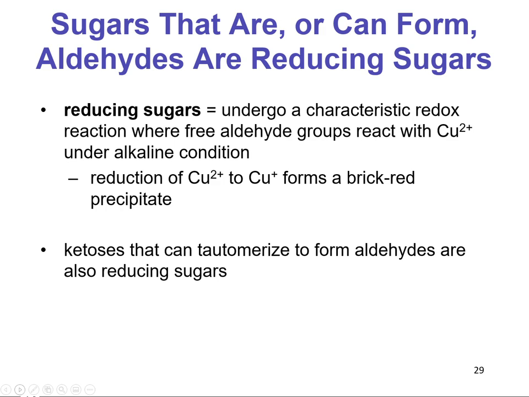So sugars that are or can form aldehydes are reducing sugars. I used that term a little bit earlier without defining it. Now we're defining it. So reducing sugar will react, right? So there's a redox reaction where the free aldehyde can actually react with copper 2+ under alkaline conditions. This is actually a test that you can do to help narrow down what type of sugar you have.